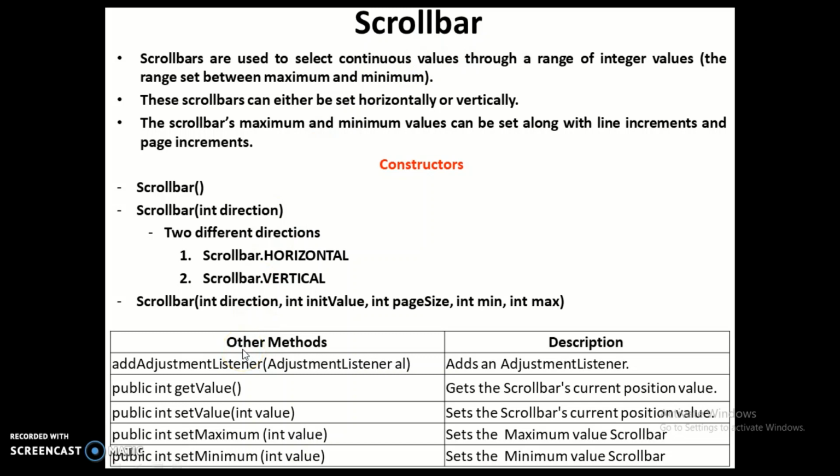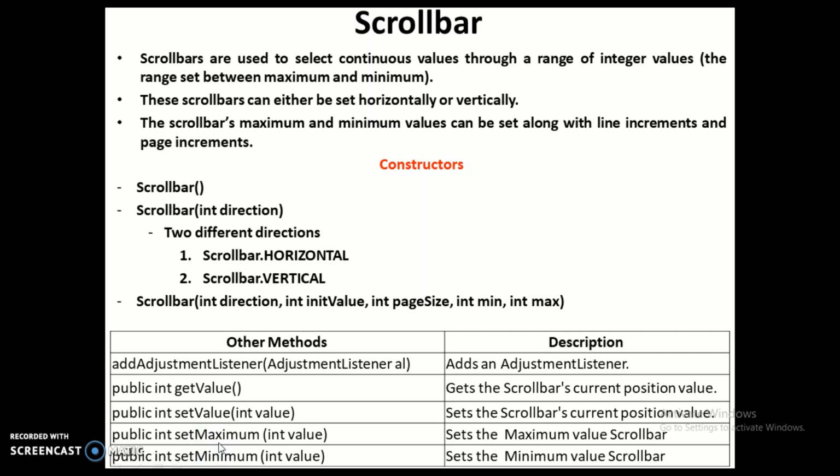Other methods that you can use with the Scrollbar class: first, you can register scrollbars to adjustment events. To complete that registration you use the addAdjustmentListener method, and to get the value of the current position of the scrollbar you can use getValue, and to set the position of the scrollbar you can use setValue, and to set the minimum and maximum values of the scrollbar you can use setMaximum and setMinimum. So let me explain this Scrollbar class with an example.